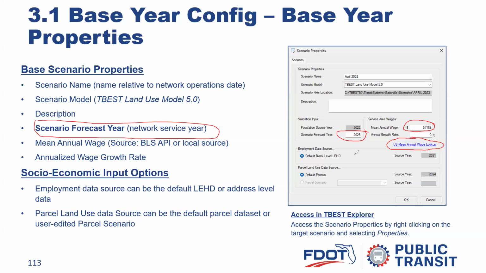The socioeconomic input, so basically the employment data, the default block level data, that's fine. It's going to be the default, and then the parcels will generally always be the default. We'll talk about the parcel scenario part later on, but certainly for the base year, we're just using the default parcels.